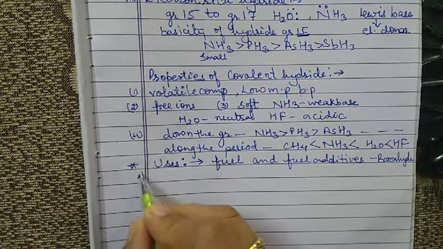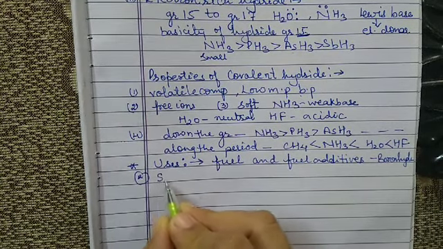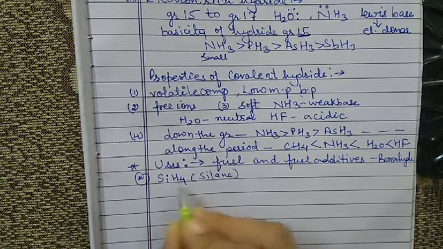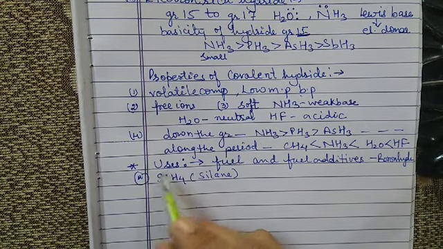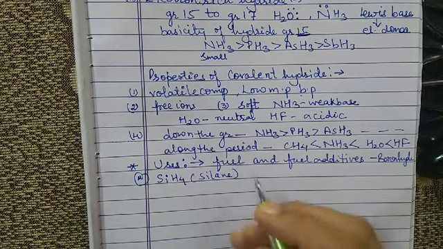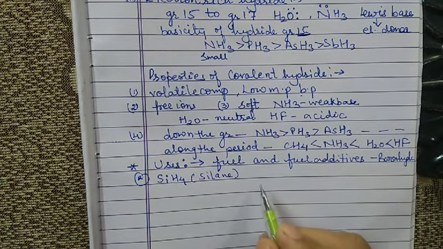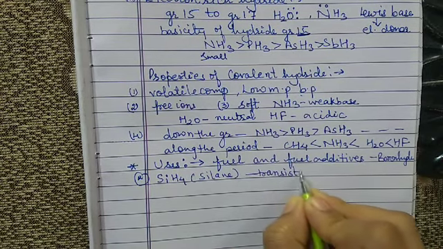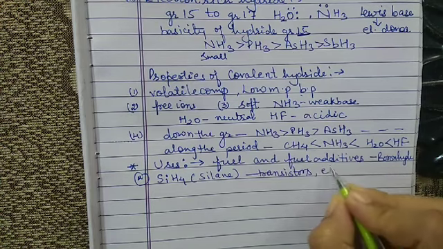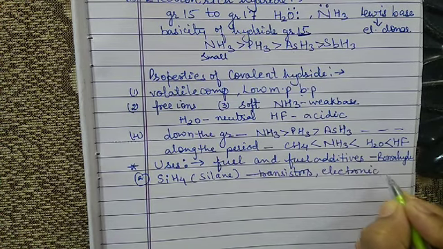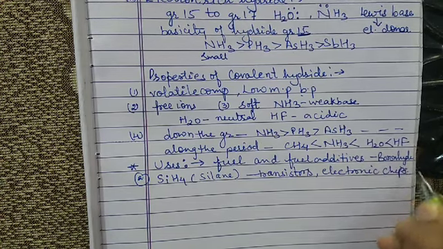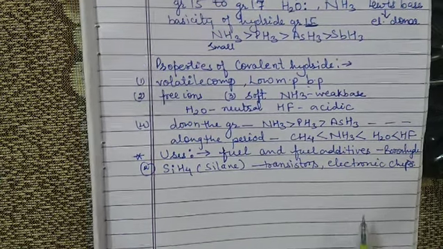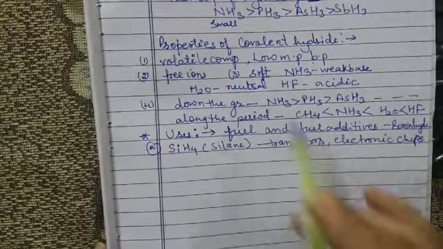Now the next use is silane. The formula of silane is SiH4. Si stands for silicon. It is used to prepare silicon of high purity, which is used for making transistors and electronic chips. So these are the important uses of the covalent hydride.